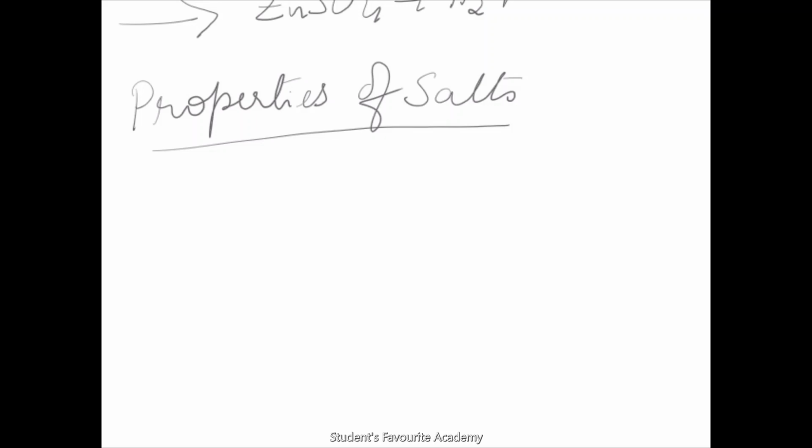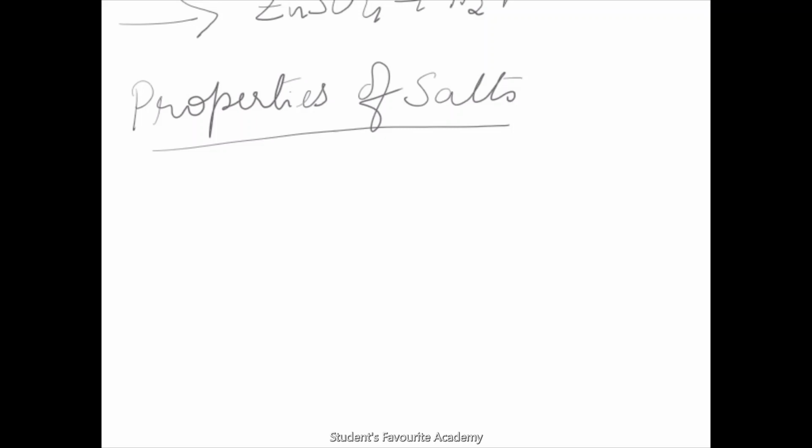So you have to remember which salts are soluble in water and which are not. All compounds of ammonium, sodium and potassium are soluble in water. That means all salts of ammonium, sodium and potassium are soluble in water. Similarly, all nitrates and nitrites are soluble in water. All chlorides, bromides, iodides are soluble in water. All sulfates are soluble in water. All carbonates, sulfides and phosphates are insoluble in water.